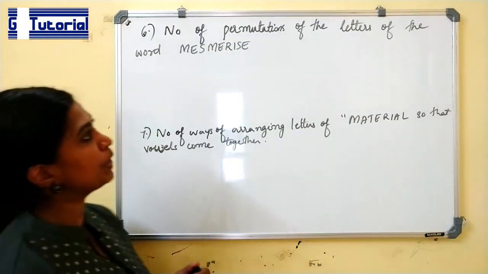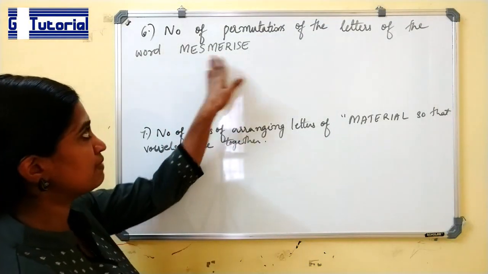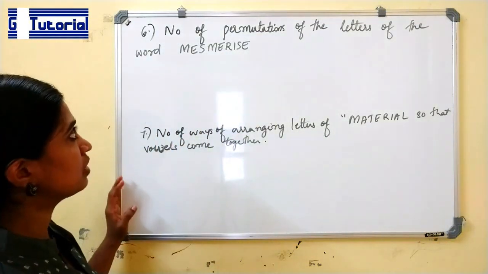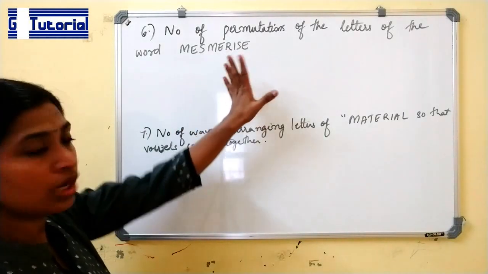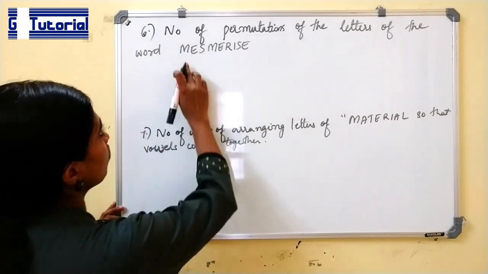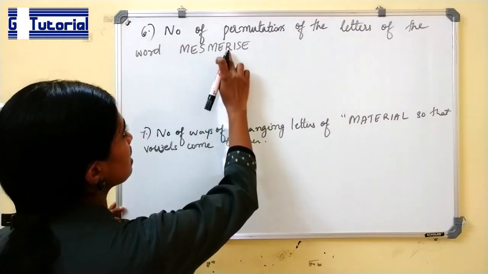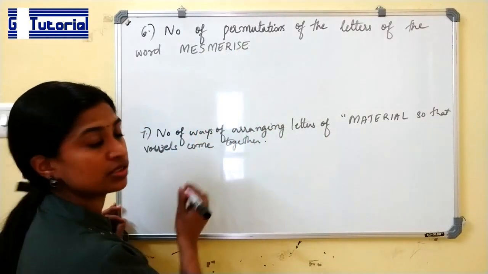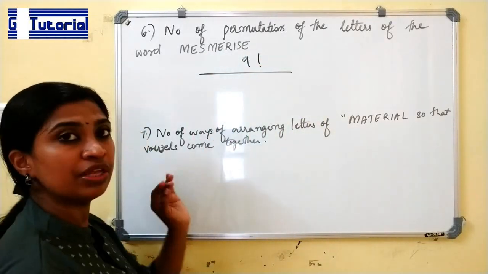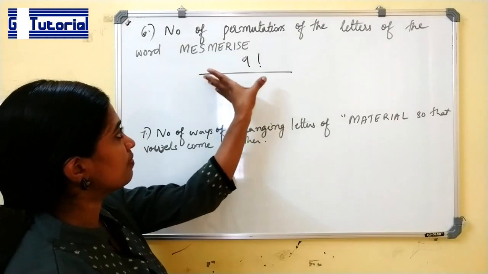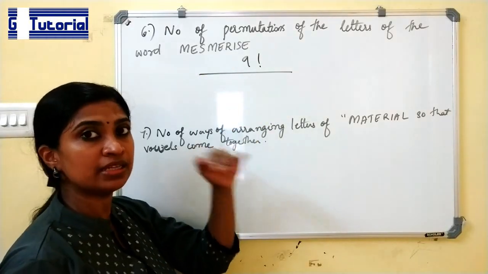Next question. Number of permutations of the letters of the word mesmerize. We have to arrange mesmerize in different ways using all letters. So in mesmerize, 1, 2, 3, 4, 5, 6, 7, 8, 9 letters are there. So 9 factorial divided by. We have to divide this possible arrangement by the repeating numbers.